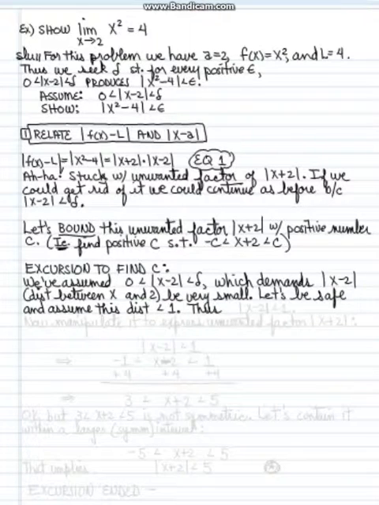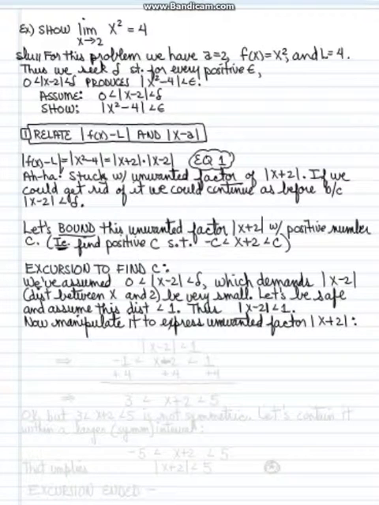Now that we've established this restriction on the absolute value of x minus 2, we're going to manipulate it to express our unwanted factor, x plus 2 absolute value. Remember what we're doing: we're manipulating the absolute value of x minus 2 less than 1 in order to get x plus 2 absolute value. So start with the absolute value of x minus 2 is less than 1. By definition, that's equal to negative 1 less than x minus 2, not plus 2, less than 1.